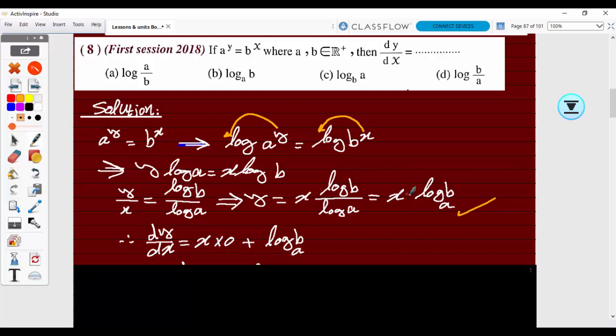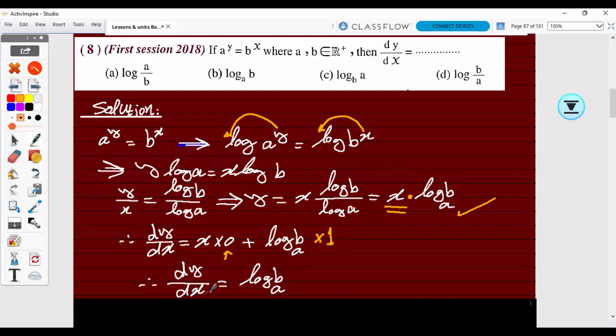Dy dx equals the first multiply derivative of second. We have here two functions, x and log b to the base a. It is a constant. Its derivative equals 0. Plus the second multiply the derivative of the first function. So we have log b to the base a multiply the derivative of x, which equals 1. So dy dx equals logarithm b to the base a, because x multiply 0 equals 0, and the logarithm b to the base a multiply 1 equals logarithm b to the base a.